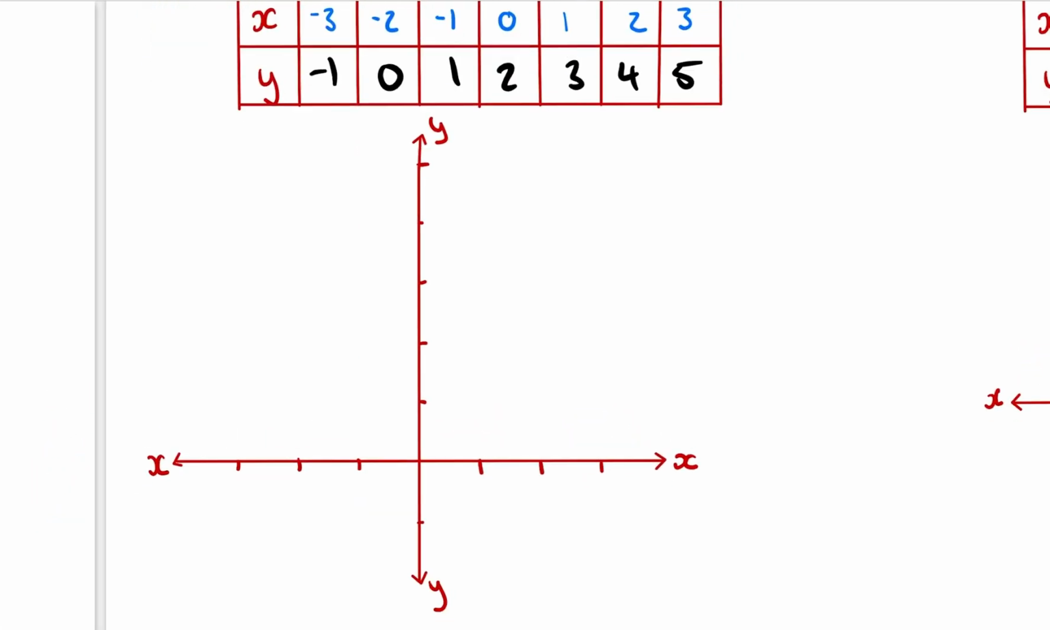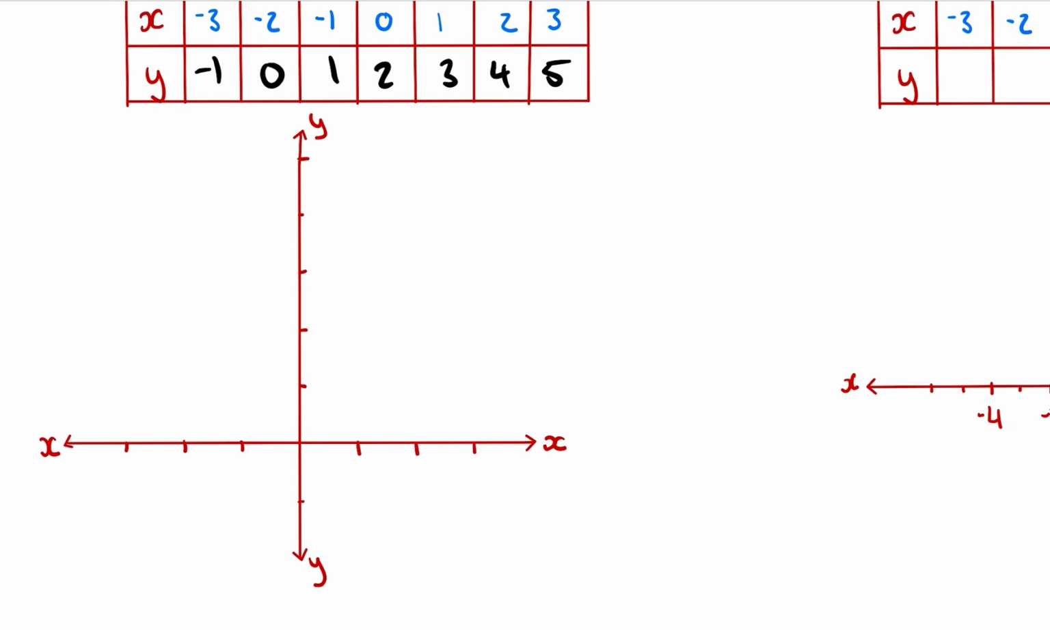So from here, if we zoom out a little bit, I'm going to plot some of these points, and we then connect them with a nice straight line. So our first one was at -3, -1. So about here on my graph. Then at -2, 0. So that means it's on the axis. Okay, so then our next one is at -1, 1. So here. It should be straight, but I've gotten a little bit of it out of the line here. So there and there. Okay, so then we've got 0 and 2 and so on.